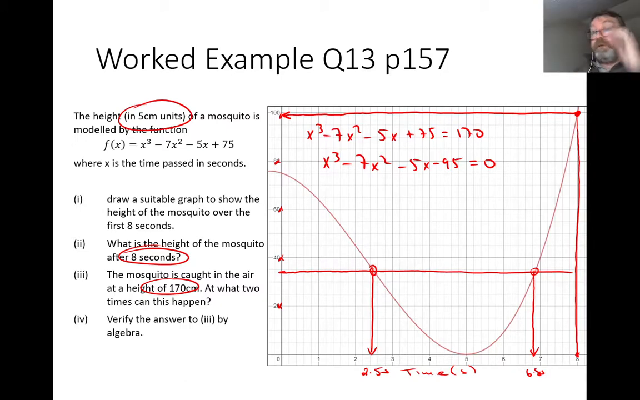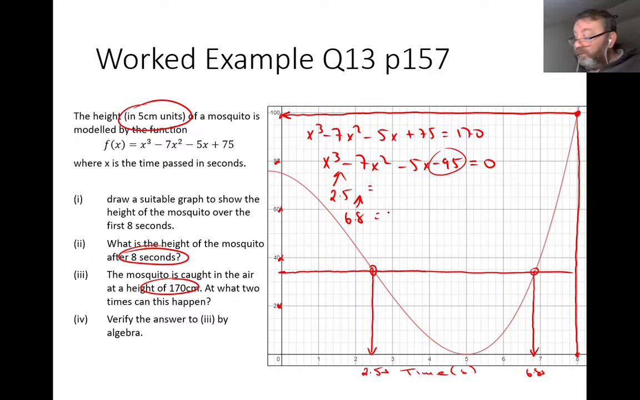I'm going to try this myself. I haven't got this worked out beforehand. But verify your answer to 3 by algebra. I suppose probably the easiest way to do this, because I was trying to find factors in 95, here's what I'm going to do. I'm just going to take 2.5 and I'm going to take 6.8 and I'm just going to feed them in here and see what happens. I'm not going to bother looking for the factors. It's going to take too long.